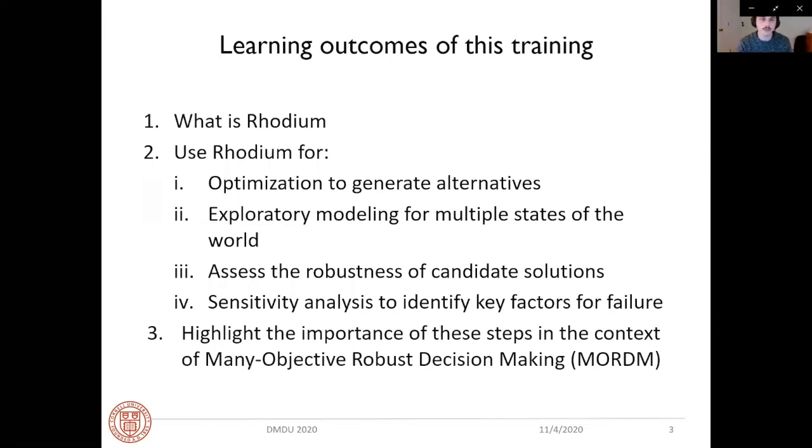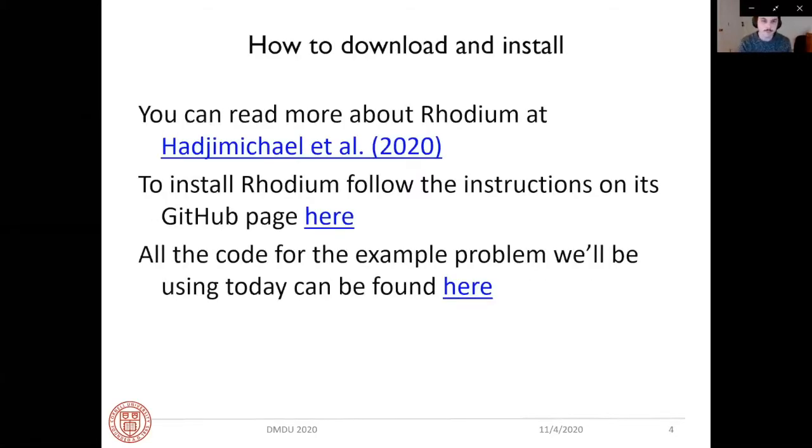So what are we going to cover in this training? First, we're going to talk about what is Rhodium and a little bit of background on many objective robust decision making. Then we're going to demonstrate how to use Rhodium for optimization to generate alternatives, to do some exploratory modeling across multiple states of the world, assess the robustness of candidate solutions, perform sensitivity analysis, and also scenario discovery. We'll highlight this with a case study known as the lake problem, or the shallow lake problem. And this will all be in service of demonstrating many objective robust decision making.